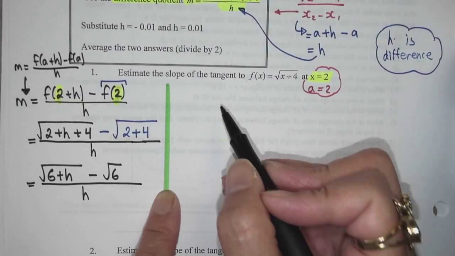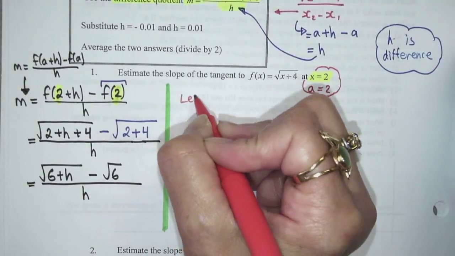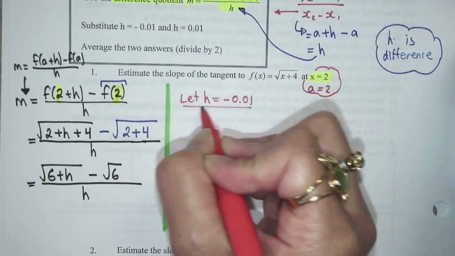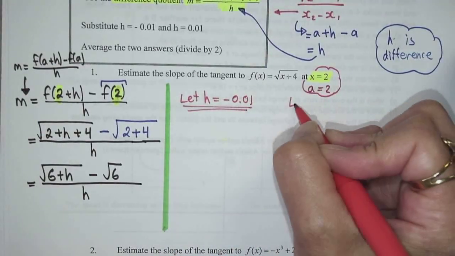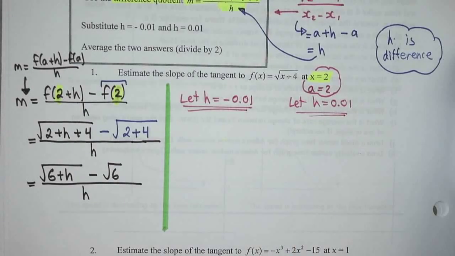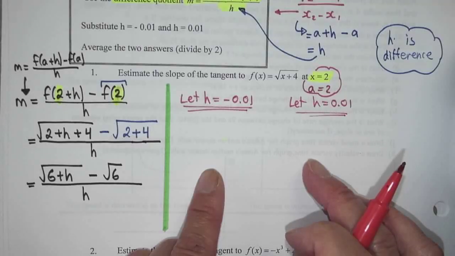It's a bit better. And then here. So what I want here is I want the title. We're going to say let h equal negative 0.01. Right? So the preceding. And we're going to let h equal 0.01, a following. Right? So we have preceding and following. We're going to put those guys in and find our m's.